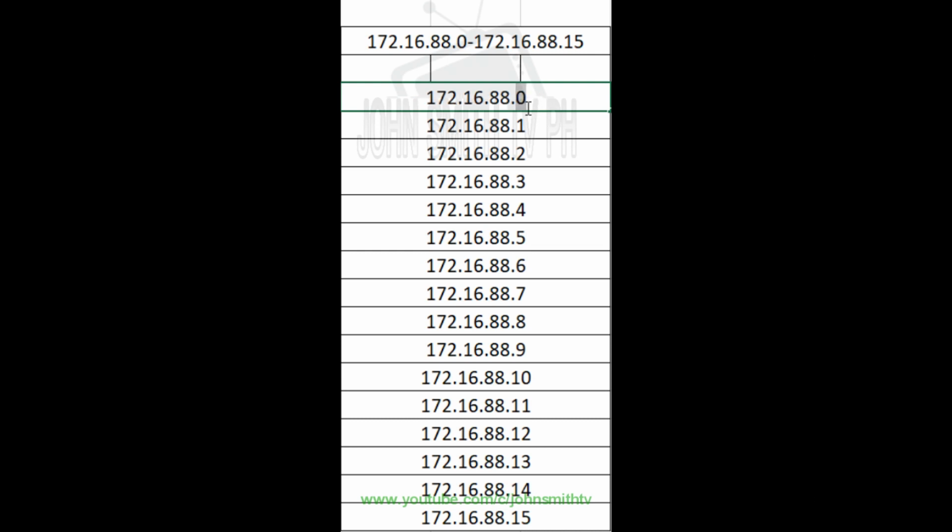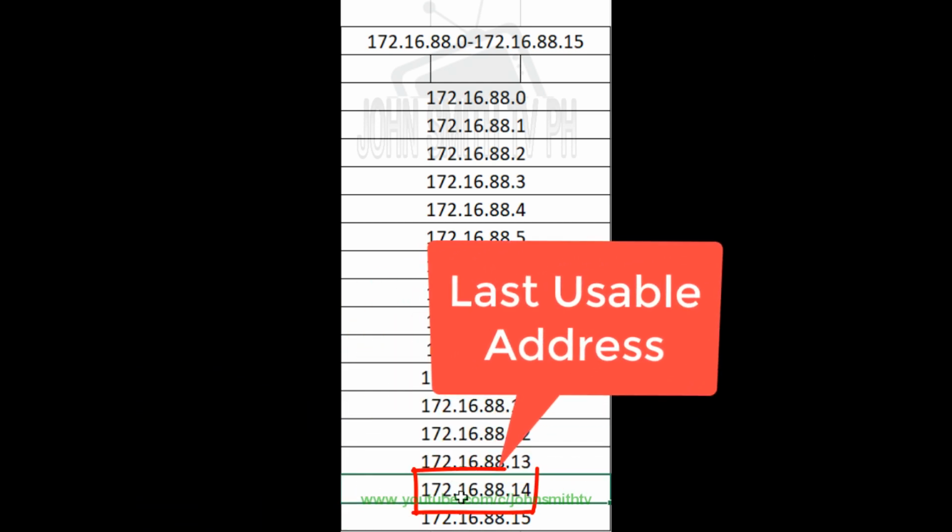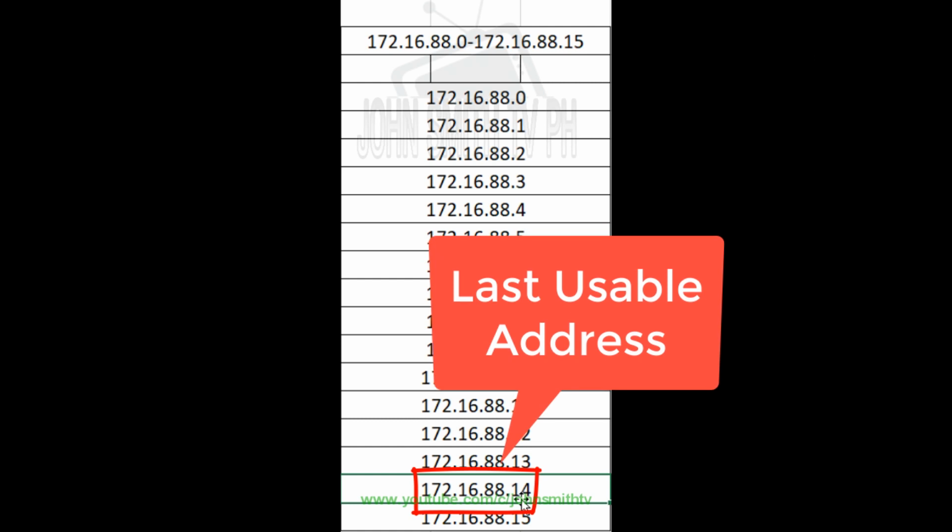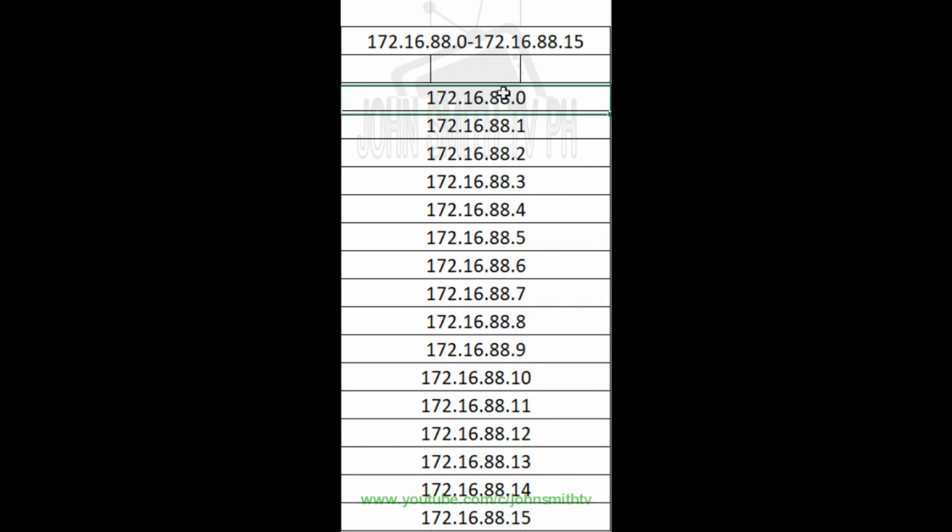Ngayon, paano naman kung ang tanong ay what is the last usable IP address in our network? So kung ito ang huling IP address natin, ito bang sagot? This is a broadcast address. And again, ang broadcast ay hindi usable. So kung hindi yan usable, try mong bumalik ng isa. Baka yon pwede. So 172.16.88.14 is not a broadcast and it is not a network ID. So siya ay usable. So kung hinahanap ay what is the last usable address in our network, ang sagot ay 172.16.88.14.